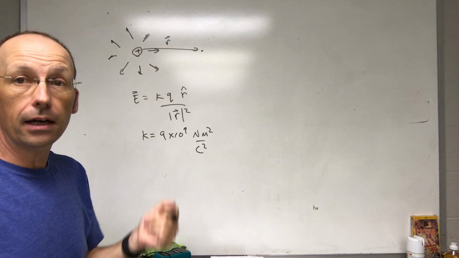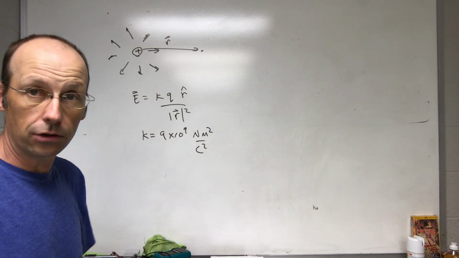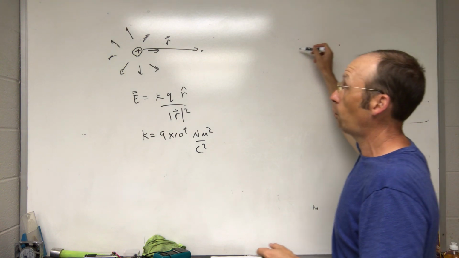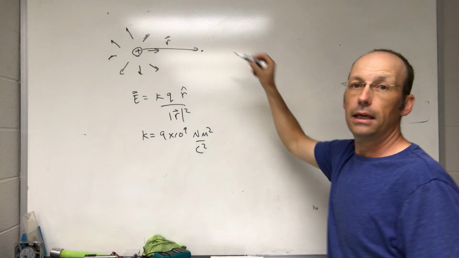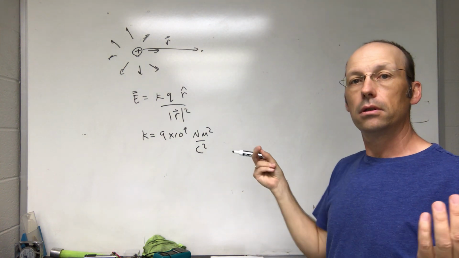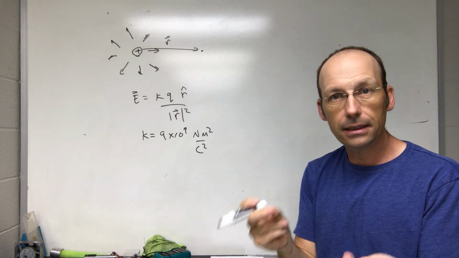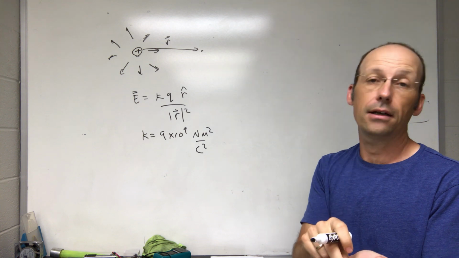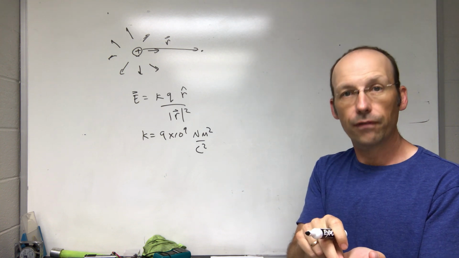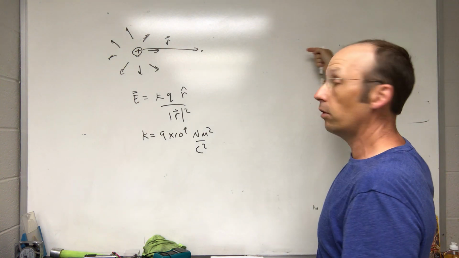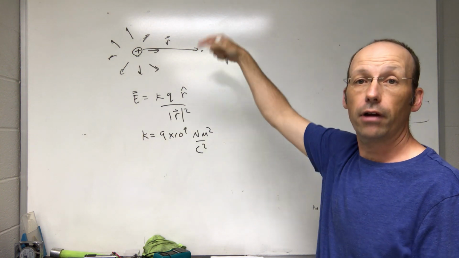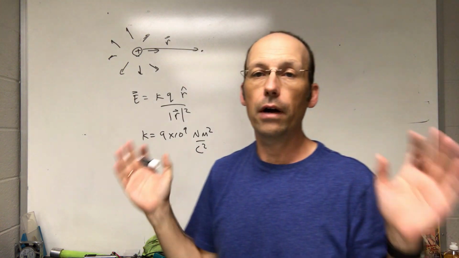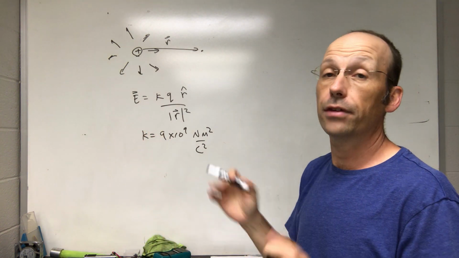Now, what if I want to find the change in electric potential? If I start over here and move towards the charge, I can't use that equation. I can't say the change in potential is negative E delta S, because the electric field is not constant. As I move closer and closer, the electric field gets greater and greater. So it's a hard problem, and you're not really going to solve it because it involves calculus.